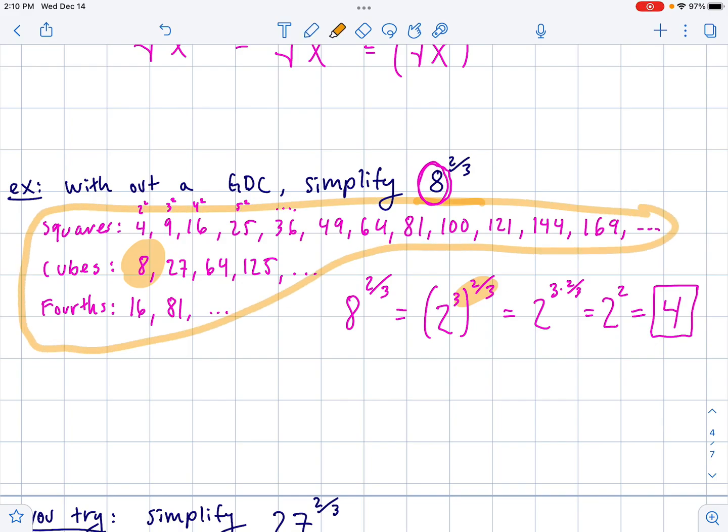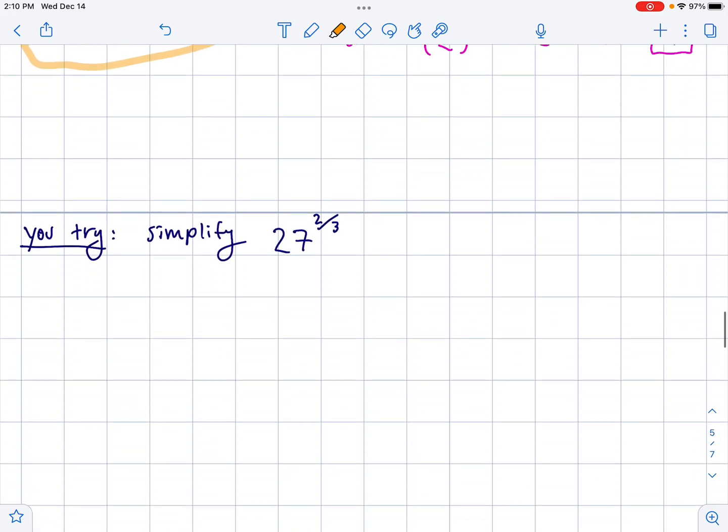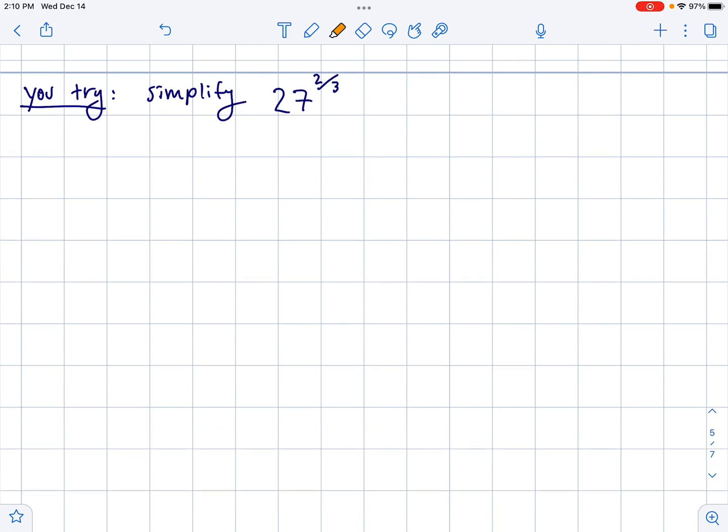So look for those hot numbers. If you see a hot number like any of these guys, you should always think, oh, I can rewrite the number as a base with a power. I'm going to let you guys go ahead and try this one. Try rewriting the 27 as a power.